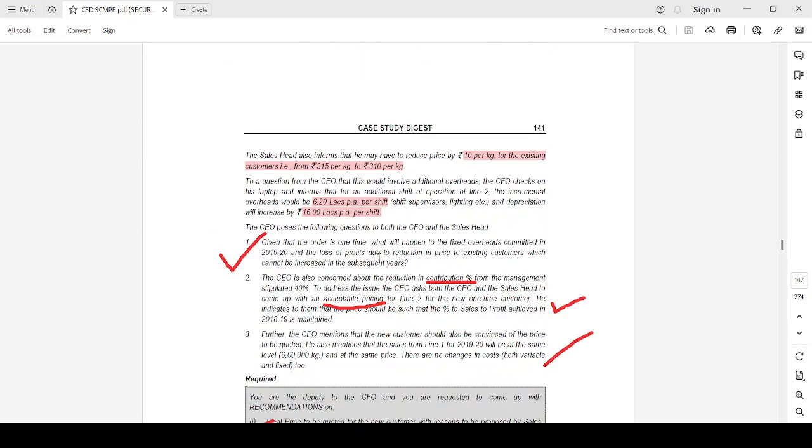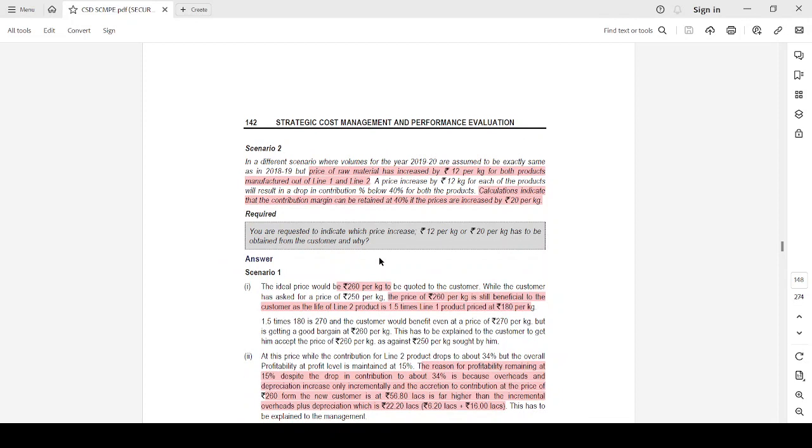And now let's move to scenario number 2. Scenario number 2 is very simple. A situation is given where everything else remains the same, but the price of raw material increases by 12 per kg for both line 1 and line 2. This will result in a loss of contribution. But if I have to make it no loss in contribution, I can increase the selling price by 20 per kg. How much will the customer be required to pay?